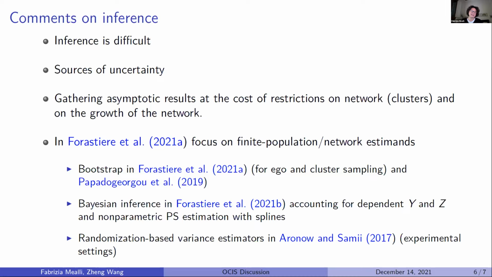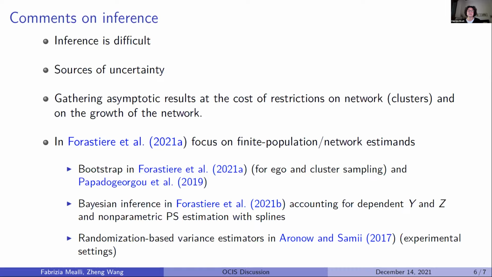we actually showed in simulations that relatively simple resampling procedures perform rather well for specific types of sampling schemes, namely ego or cluster sampling.